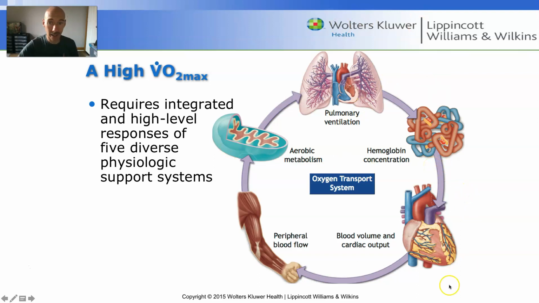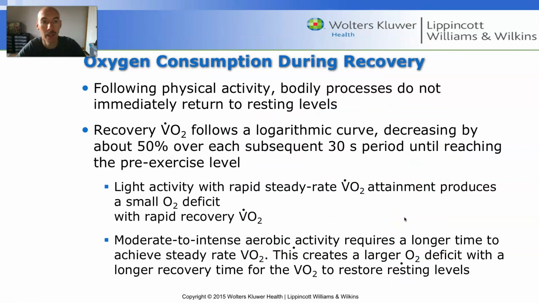If you've had a heart attack, your pumping capacity is going to be compromised. Your VO2 max will be compromised. If you have a lung disease, such as chronic bronchitis, even asthma, something along those lines, your VO2 max could be compromised. So all three of these systems have to be working optimally to have a high VO2 max.